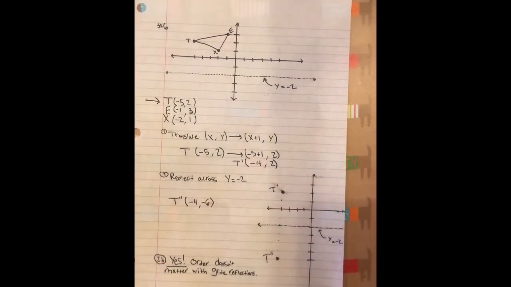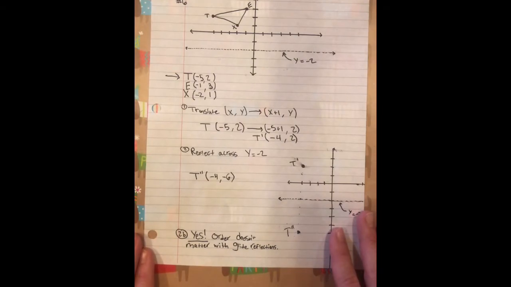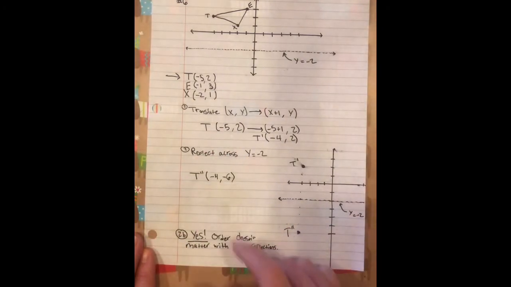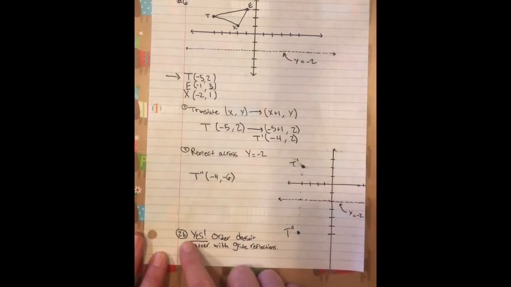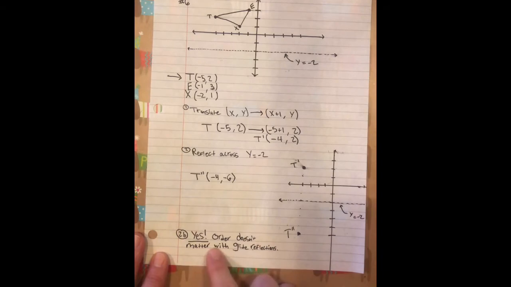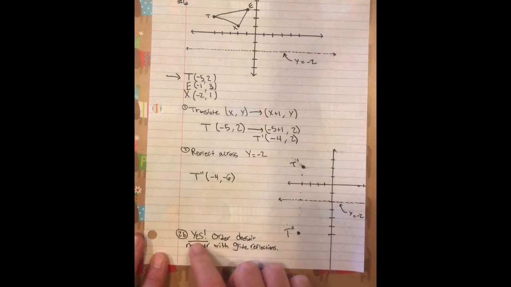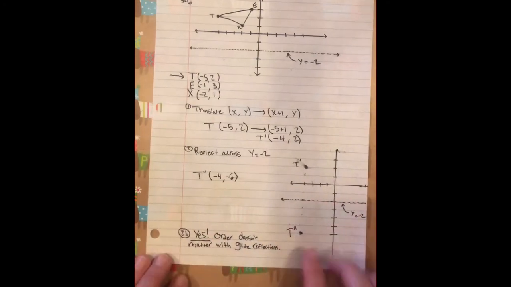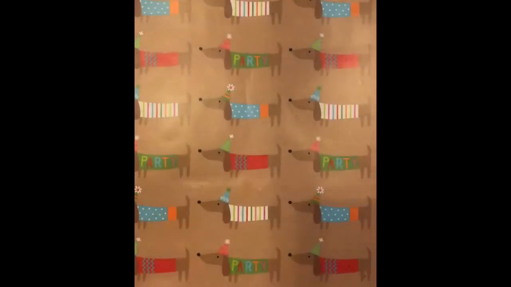And I'm sorry, I phrased this incorrectly. Does order change the values? They do not change the values. So would it be the exact same coordinates? Yes, they would be the exact same coordinates. Order doesn't matter with glide reflections. Order does matter with other things, but with glide reflections, it doesn't matter. This is a little tricky because you'd want to say no, but the answer is yes, order doesn't matter. And that is it for the lesson.